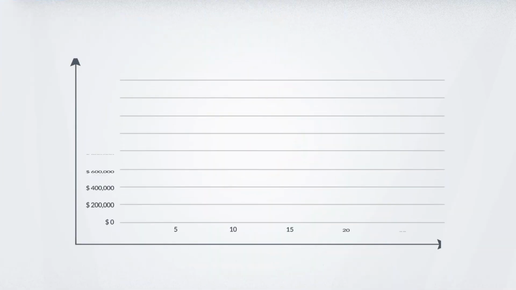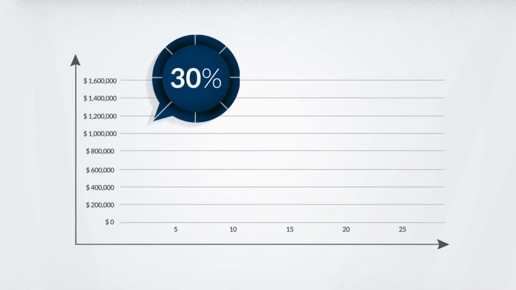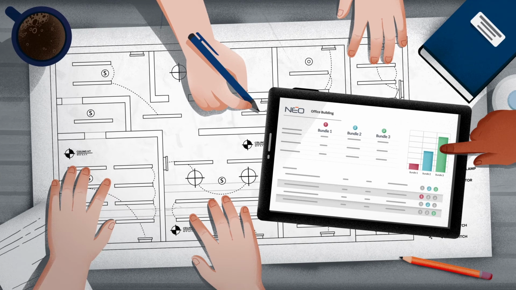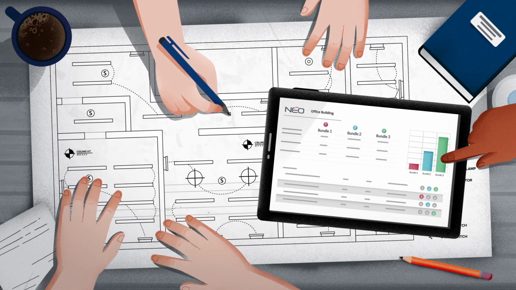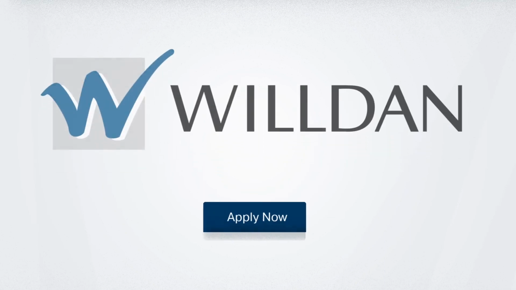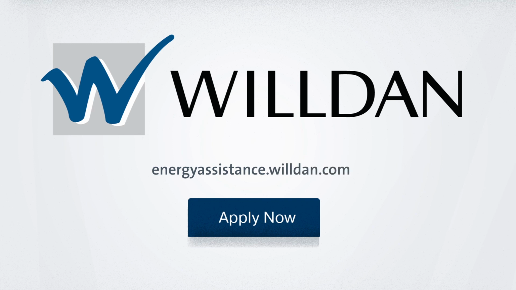The proven EDA process helps you achieve 30% savings on average versus code, which can add up to millions over the lifetime of your building. What's more, Willdan's 40 years of experience means knowledgeable feedback and reliable data for your team to make smarter decisions faster than ever. Apply through the EDA application page on our website today.